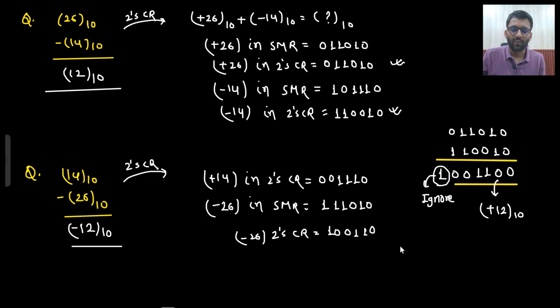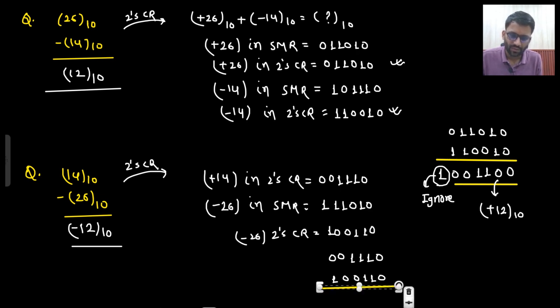So if you perform the addition, what will you get? 0 0 1 1 1 0 plus 1 0 0 1 1 0. 0 plus 0 is 0, 1 goes here, 1 plus 1 plus 1 would be 1, 1 goes here, 1 plus 1 would be 0, 1 goes here, and 1 goes here. Let me check the calculation again. 0 0, 1 goes here, 1 goes here, 0 1 1. Okay, so this is the answer you are getting.